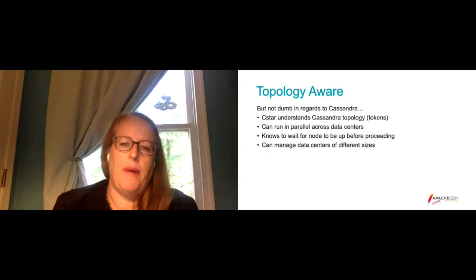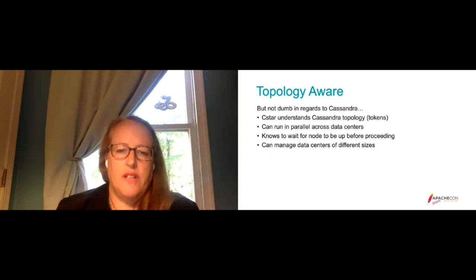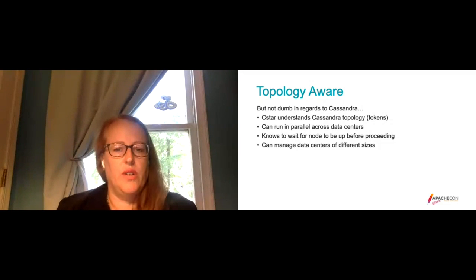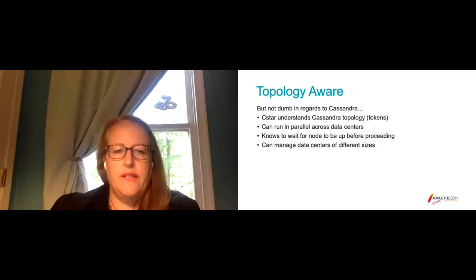The part it's not dumb about is in regards to Cassandra topology, specifically the token distribution. It's able to run in parallel across data centers because it understands that concept. And thinking back to the operational knowledge, it knows that it waits for one node to be up before it proceeds with the next. It can manage data centers of different sizes. So this is the part where cstar really shines.